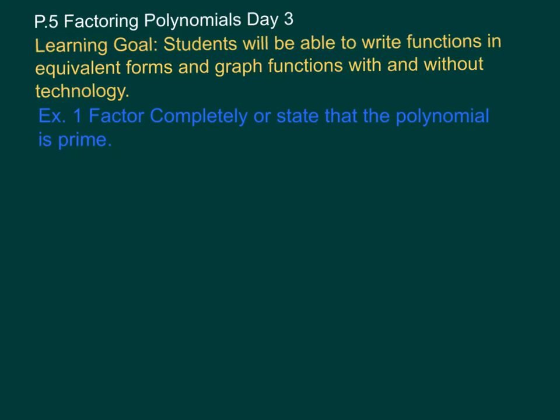P5 Factoring Polynomials Day 3. Your learning goal is that you will be able to write functions in equivalent forms and graph functions with and without technology. In example 1, we're going to do like the previous section and factor completely or state that the polynomial is prime. Remember, prime means there's no common factor or it just can't be factored.